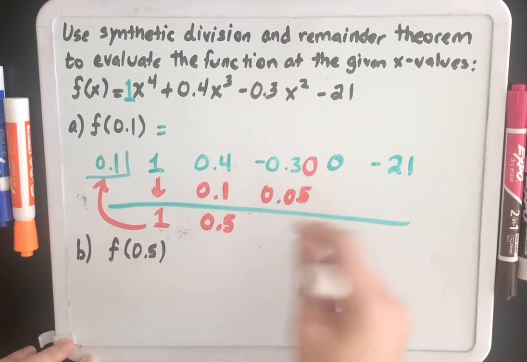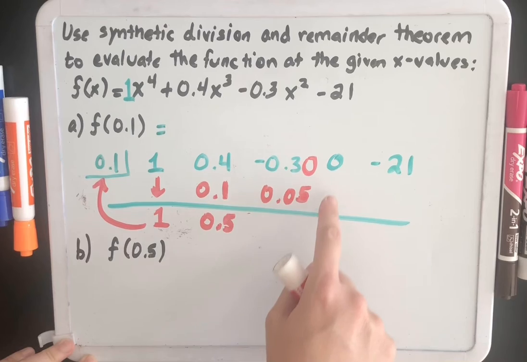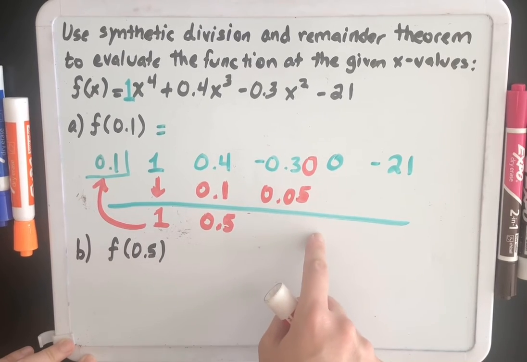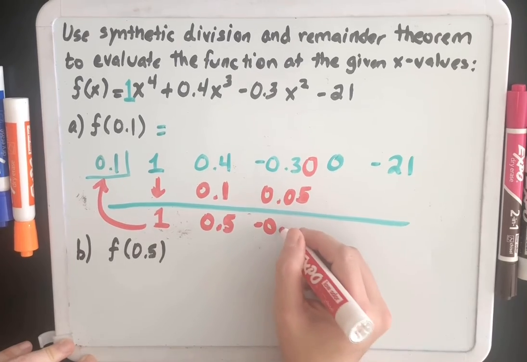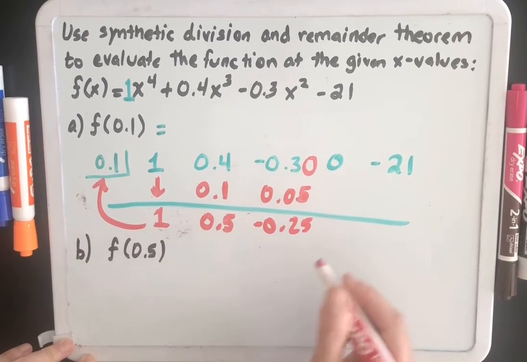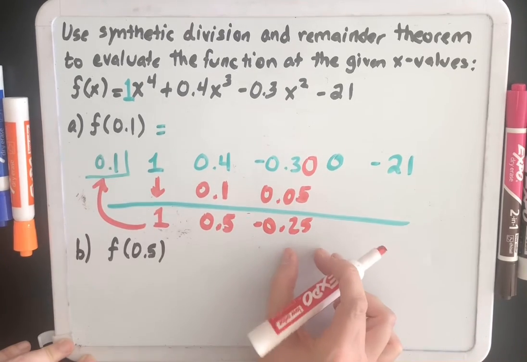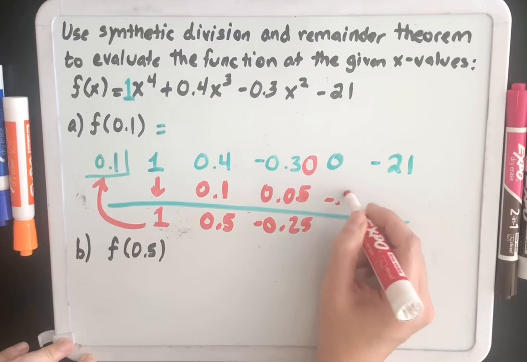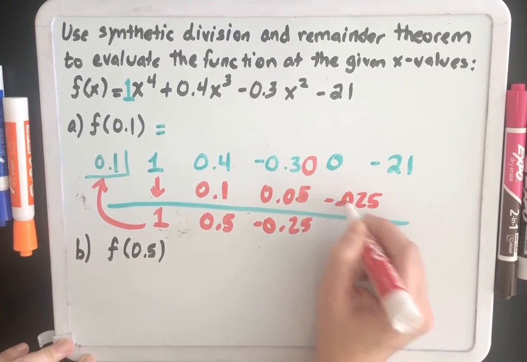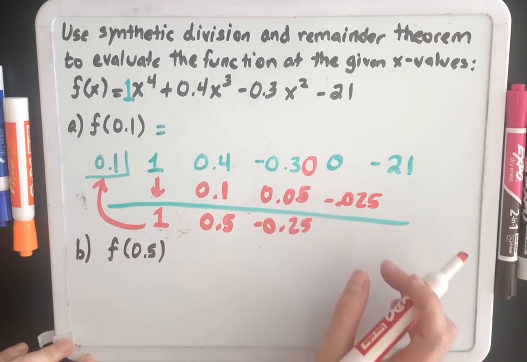Notice here that negative 0.3 is the same as negative 0.30. So when I combine that with a positive 0.05, what do I get? I get negative 0.25. And again, I can multiply that by what's in the box. 0.1 times negative 0.25 gives me negative 0.025. Again, proper technique is to put the 0 in front. I just ran out of space here, negative 0.025.